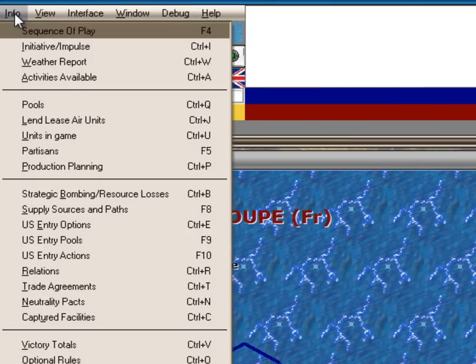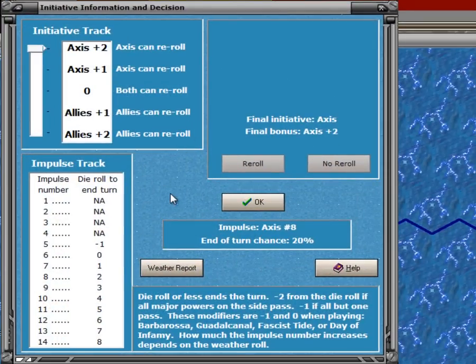The second menu item under Info is Initiative Impulse. This box shows you the current initiative track, and the arrow points to Axis +2. The other 4 possibilities are Axis +1, 0, Allies +1, and +2. On these, the +2 means how much is going to be added to the Axis die roll to see whether they win the initiative. And if any of the top 3 items are up, the Axis is going to be able to ask for a re-roll if they lose the die roll contest. Likewise, the Allies can ask for a re-roll if the initiative track is on 0, +1 Allies or +2 Allies. And that's what the re-roll buttons over here are all about.